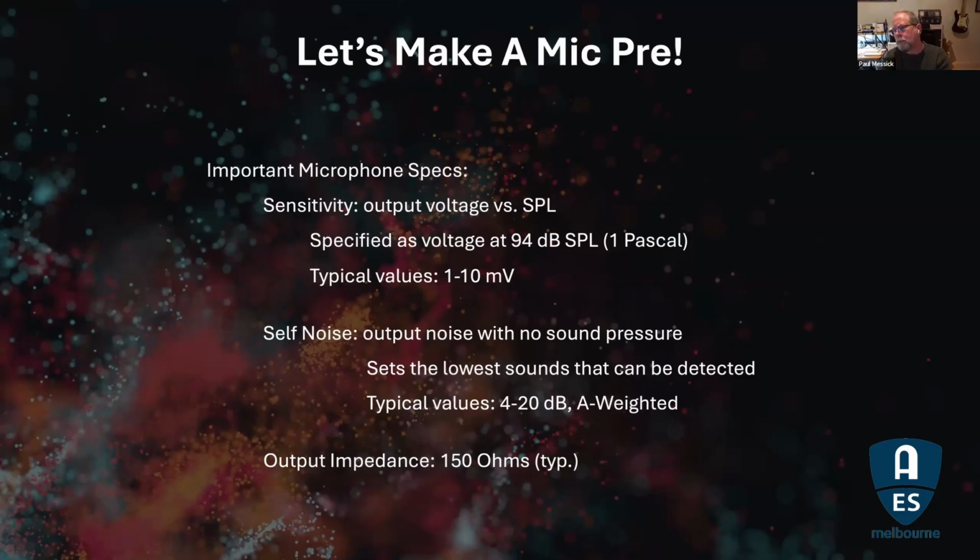And an output impedance, which is typically around 150 ohms. I've seen some that were 200, 250 ohms. Don't typically see them a lot less, but they're in that range. So I'm going to use 150 in the calculations that I'm doing.